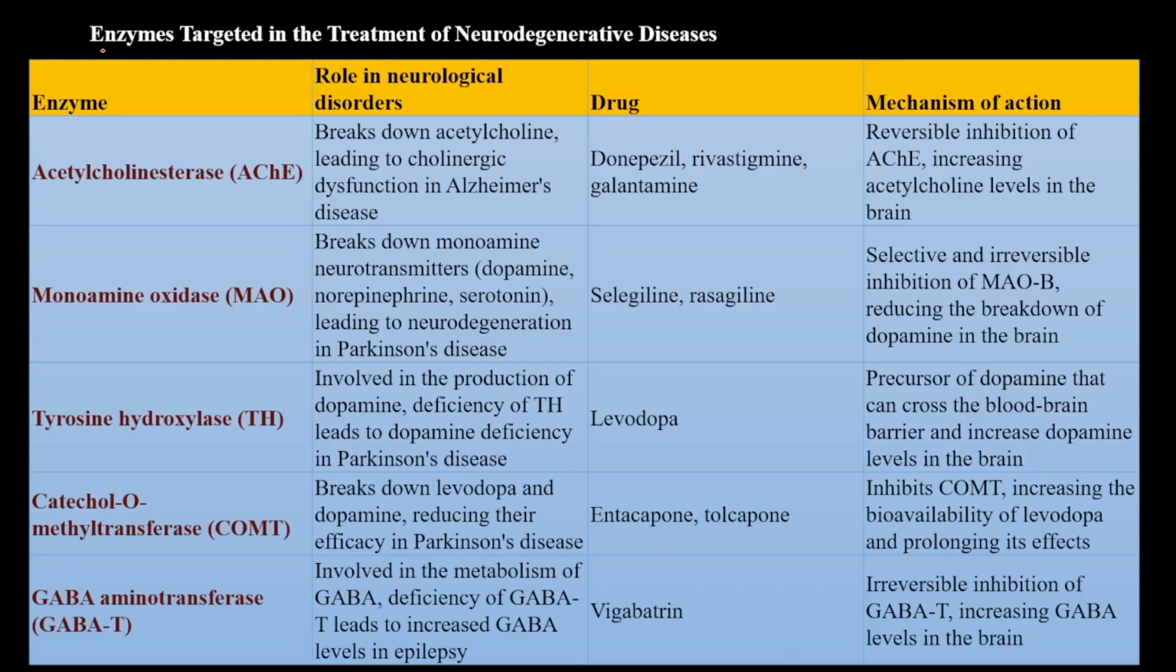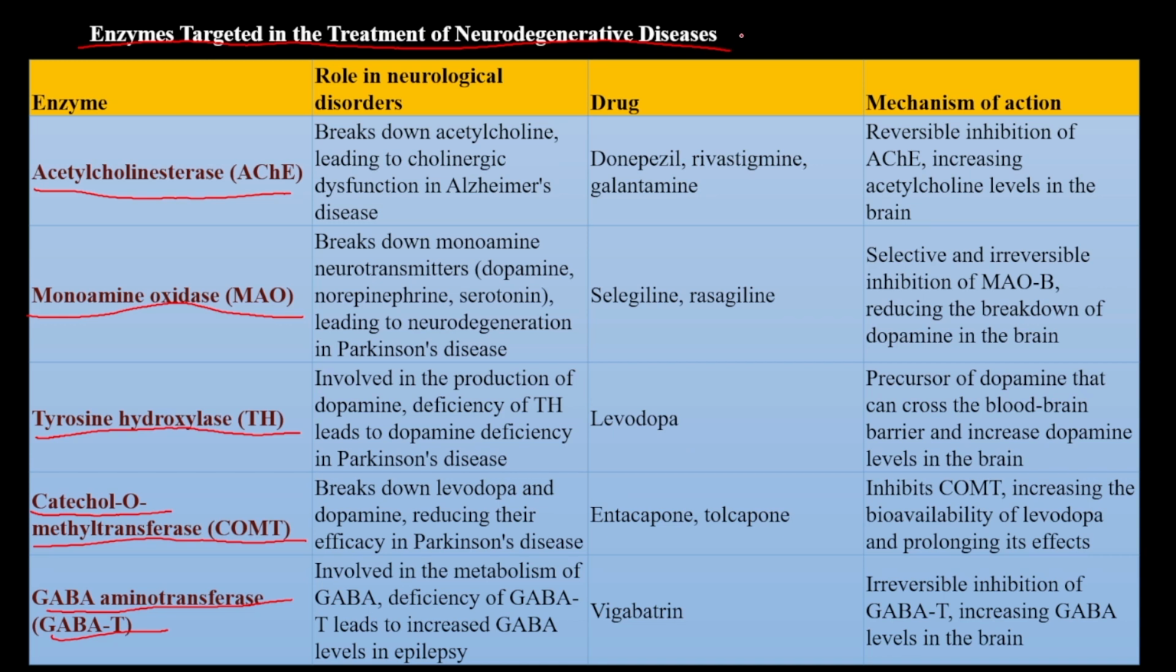Then we have some of the enzymes which are targeted in the treatment of neurodegenerative diseases. So we have acetylcholinesterase, monoamine oxidase, tyrosine hydroxylase, catechol O-methyltransferase, and then gamma aminotransferase. All these enzymes are inhibited by inhibitor molecules, and their role is to reverse the effect. As a result, they provide relief from the disease, or they reduce the symptoms.